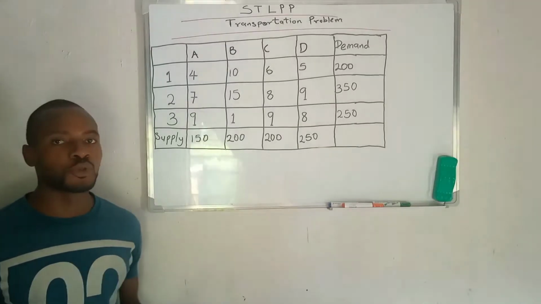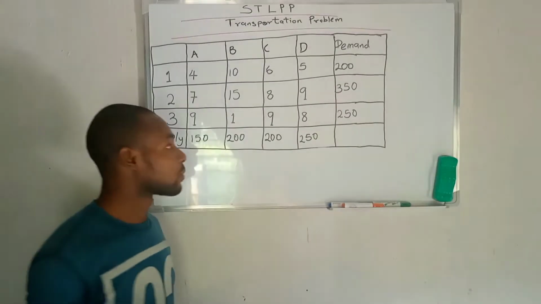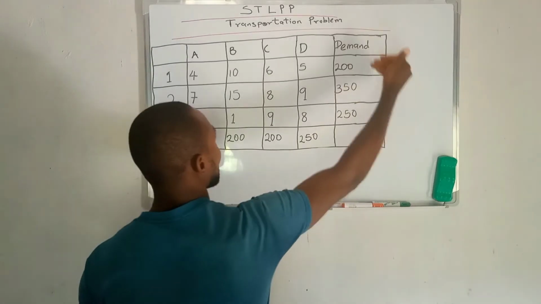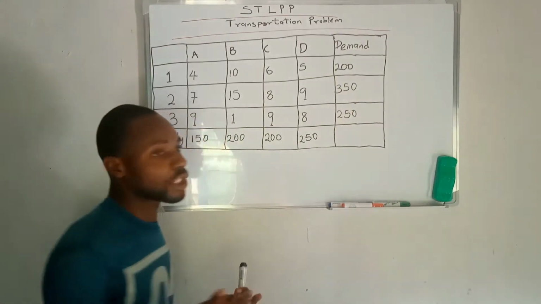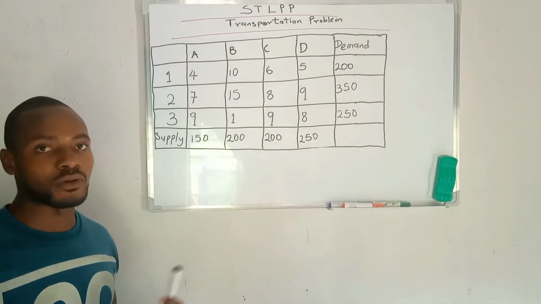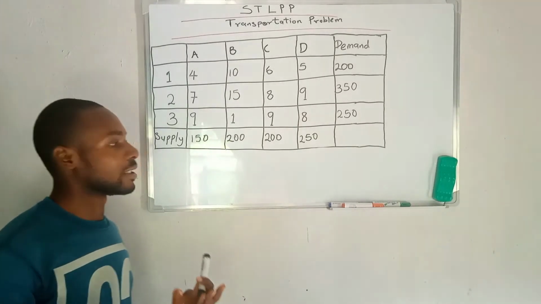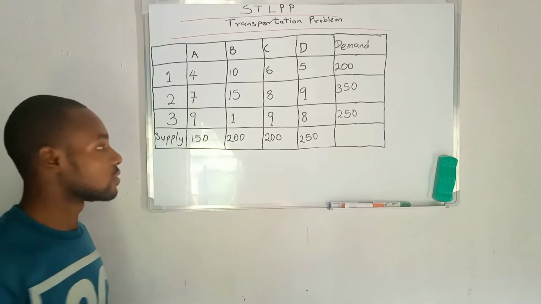The first thing we'll do before solving a transportation problem is to check the total supply and the total demand, and check that the two of them are equal before we start solving. If they are not equal, then we'll make some adjustments. But if they are equal, we just continue to solve it.